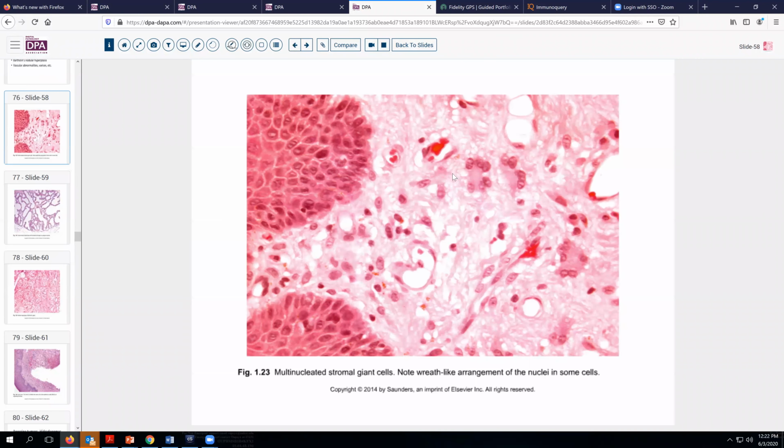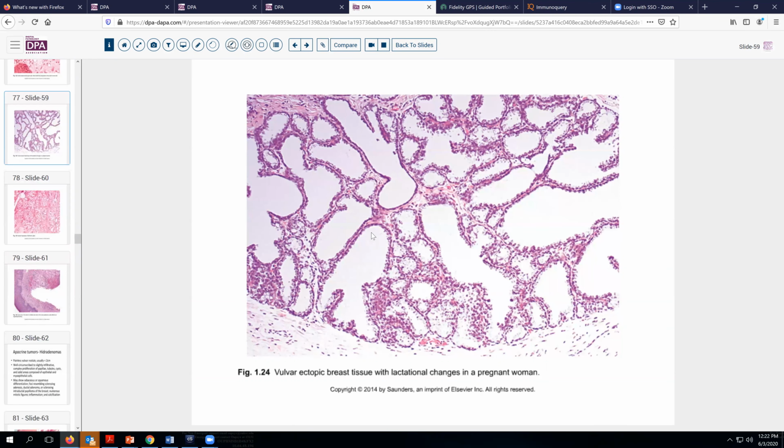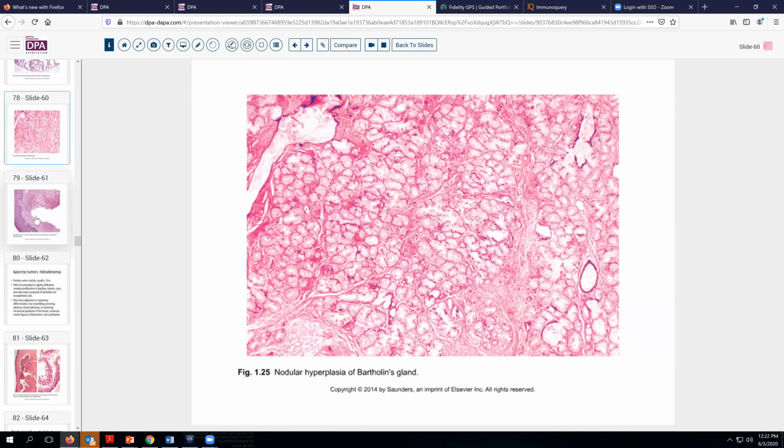So here's an example of these stromal, slightly atypical cells that can be seen in vestibulovulvar fibroepithelial polyp, in breast tissue that you may get lactational change, especially if they're recently pregnant or pending delivery, nodular hyperplasia in the Bartholin's gland, and so forth.